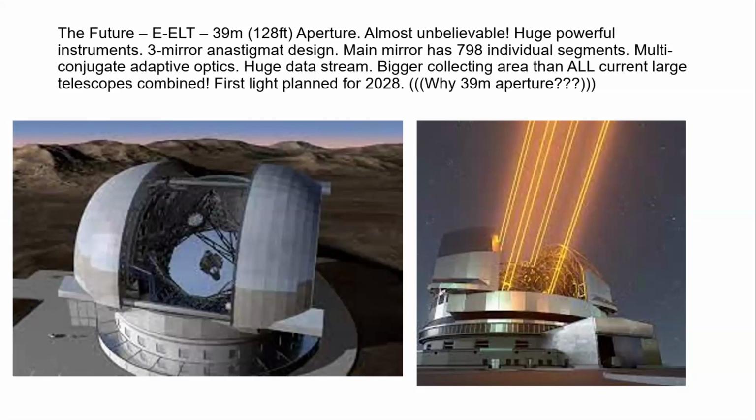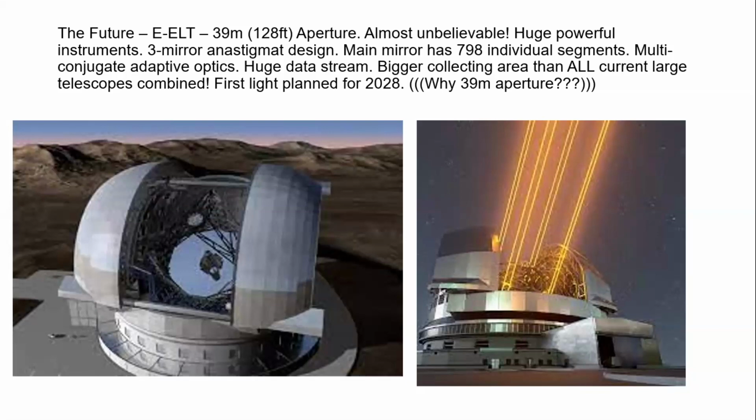And that will correct not the 798 individual segments, but, I think in this case, the tertiary mirror in the system will correct in real time for the distortions coming down that beam and that beam and that beam and that beam simultaneously to give you an almost perfect image at the detector. And that is basically mind-blowing. It really is hard to get your head around it.